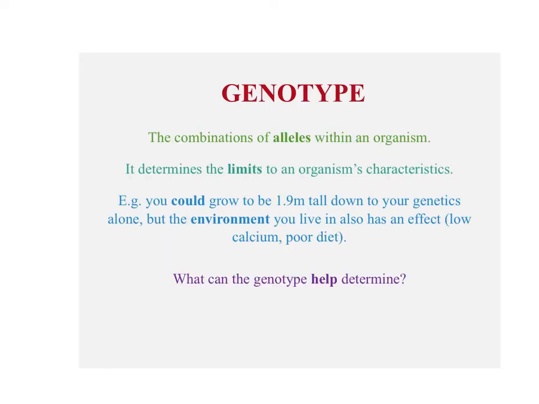Now we're going to take a look at those keywords that you will have learned at GCSE. Genotype and phenotype. Unfortunately, at A-level, we start to ramp up the difficulty a little bit, and now we need to know that the genotype is the combination of alleles within an organism. And alleles, remember, are 2 or more versions of the same gene.